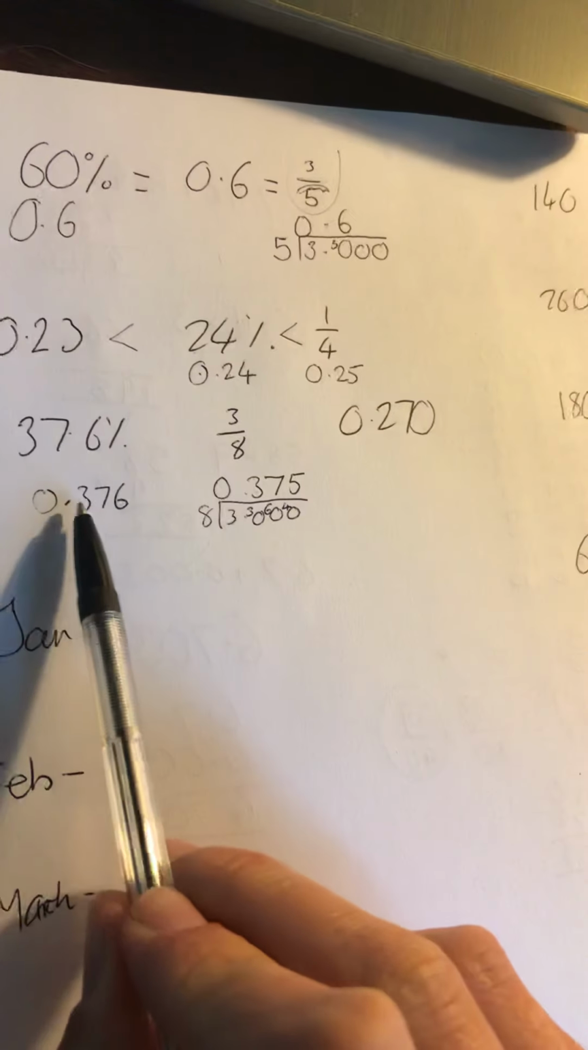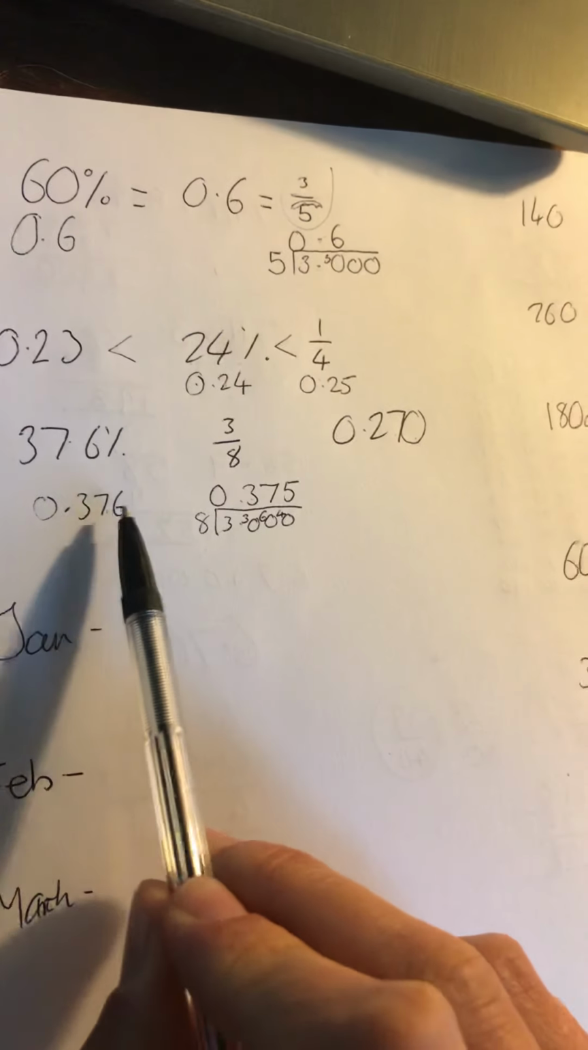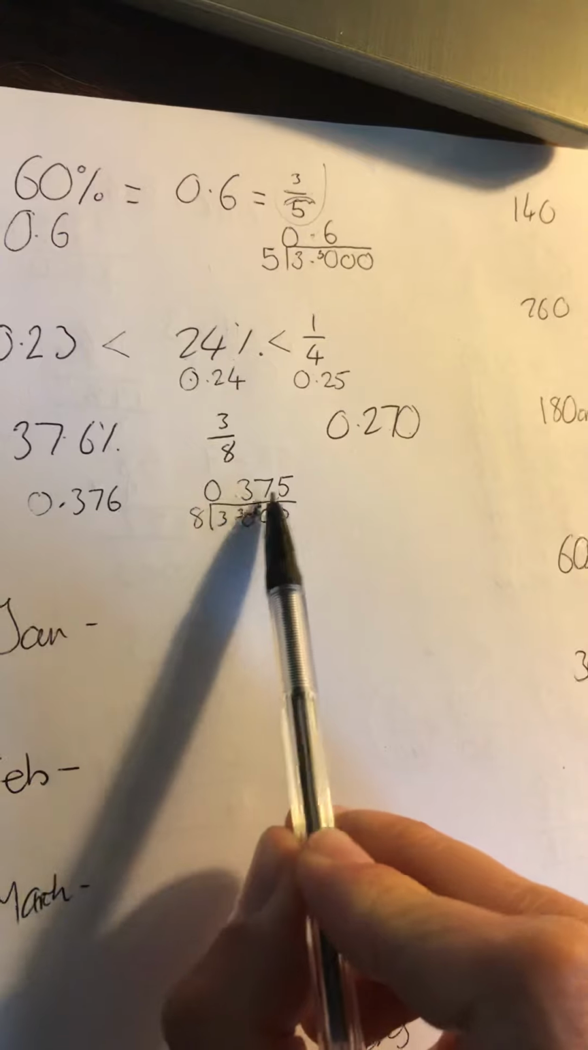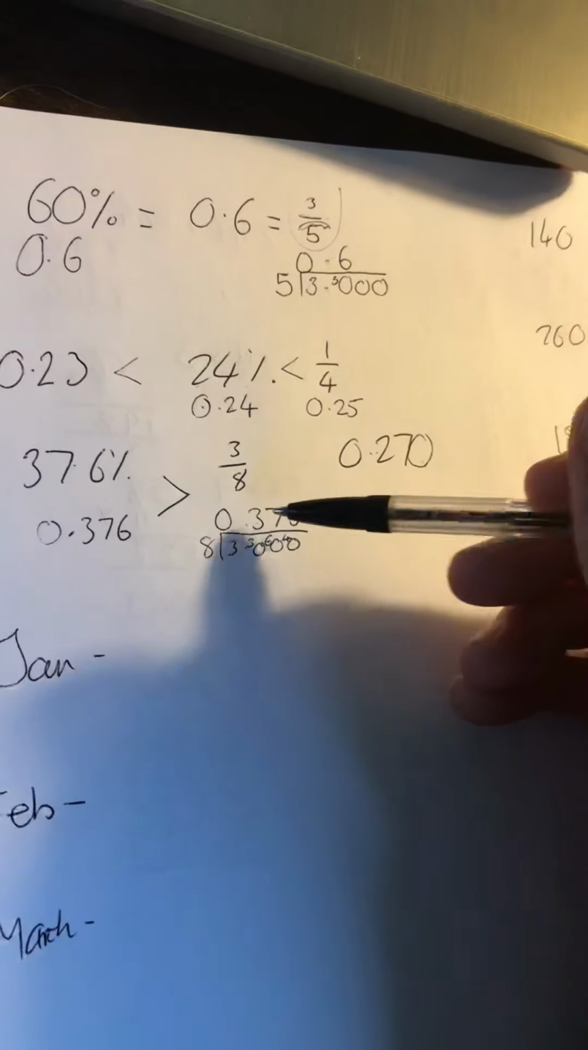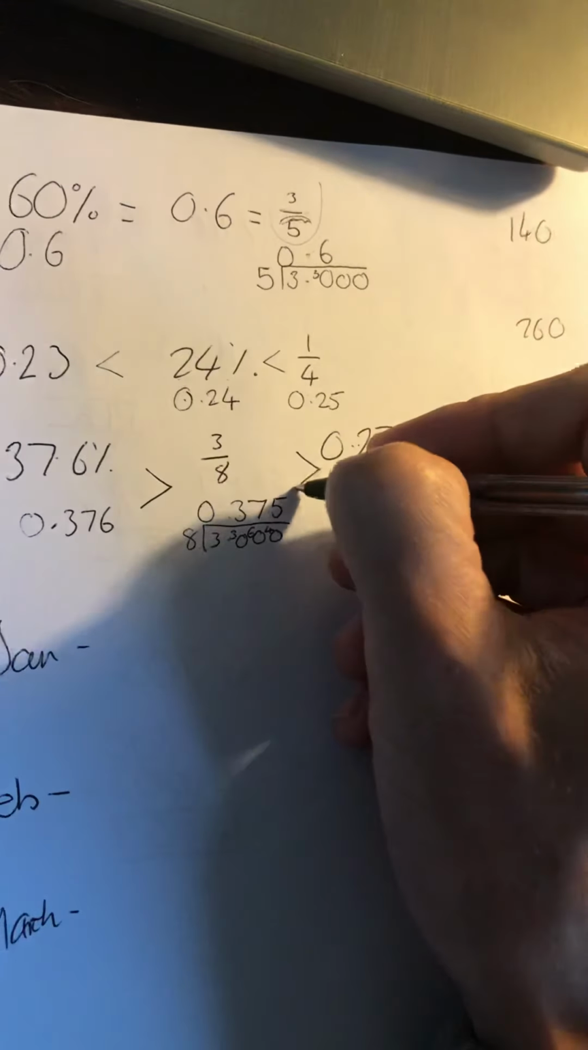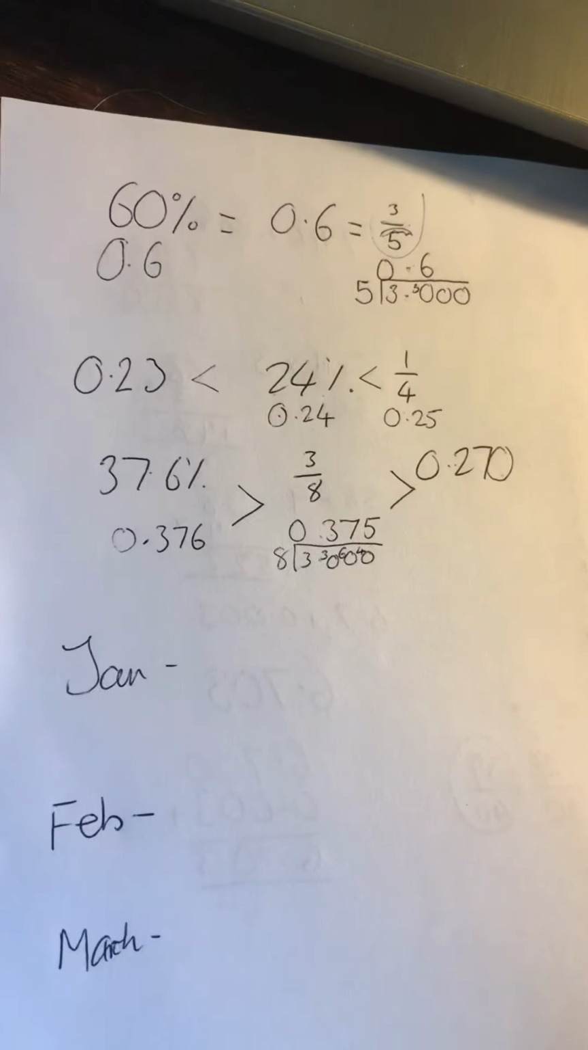So I'm looking here, 0.376 is going to be bigger than 0.375. Put it that way. Here, I've got 2/10, 3/10. So we should look like that.